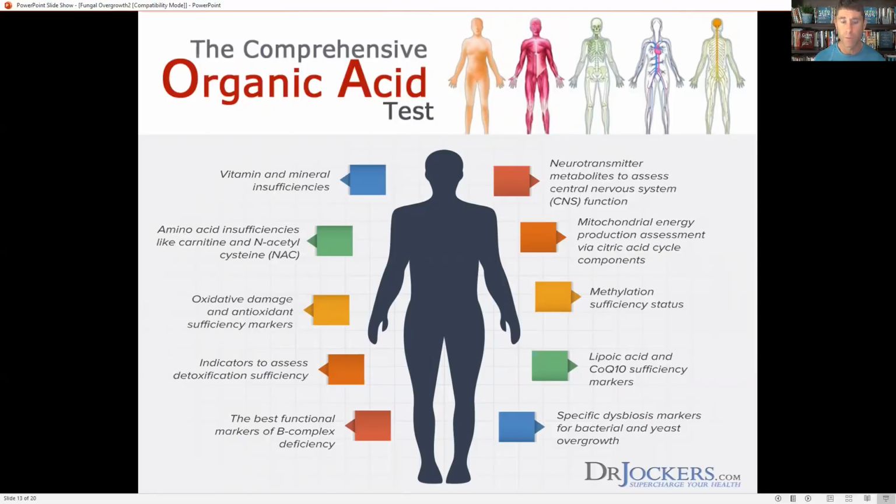And you basically get a kit, and then you just follow the instructions. It's a morning urine that you do. And then FedEx comes, takes your package, sends it in. A few weeks, we get the results.